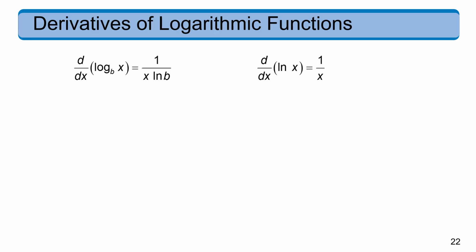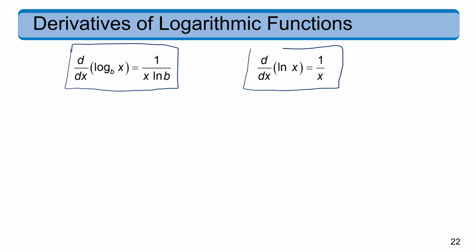Here I've presented the formulas for the derivative of a logarithmic function. So here on the left, we have the formula for the derivative of log of any base b of x is 1 over, and then the denominator is x times natural log of b. Now to the right of that is the special case, right? We're all familiar that the natural log is the log with base e.